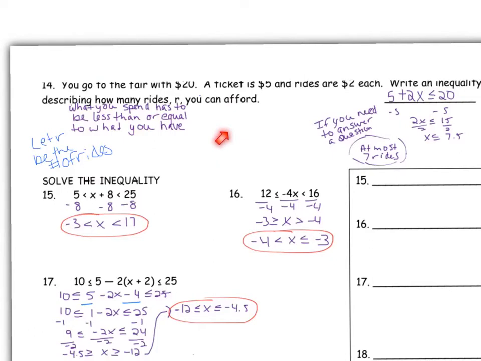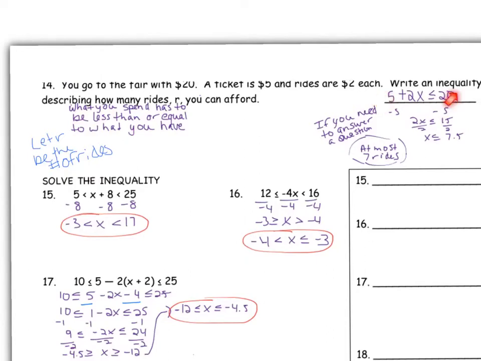So after that, it's just like writing an equation. We start with $5 up front, that's what we pay, and then we pay $2 for each ride. So 5 plus 2x has to be less than or equal to 20. What we spend has to be less than or equal to what we have.